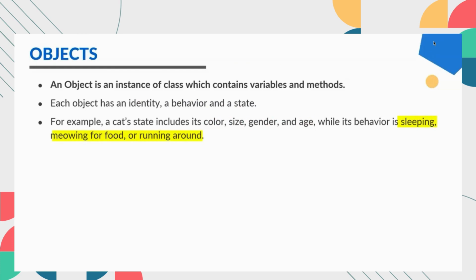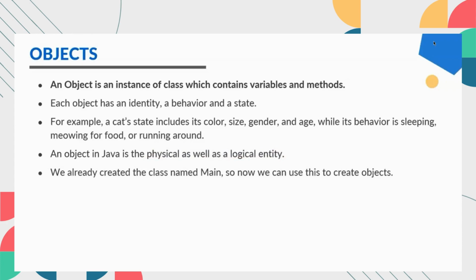An object in Java is a physical as well as logical entity which stays inside or outside the class and always represents a particular class. We already created the class named main in our previous demo. We can use this to create an object.